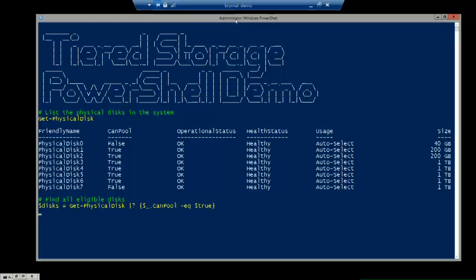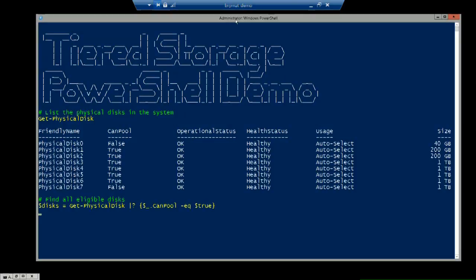In this case, I'm actually using a VM. I'm cheating a little bit. I'm using a VM, and I'm using VHDs. You can certainly do this in a test environment, but we don't recommend you do this in a production environment. All right. So I have eight VHDs attached to this VM.